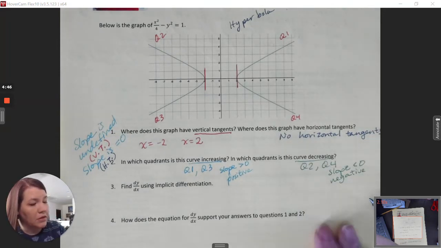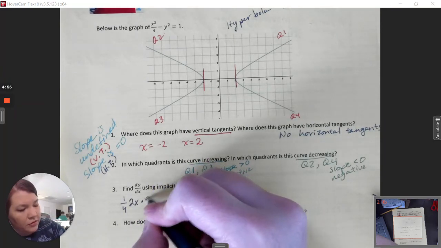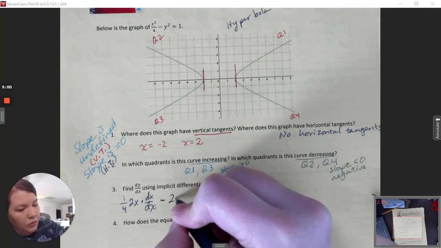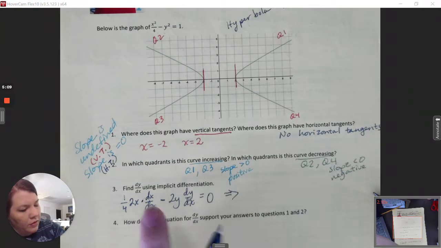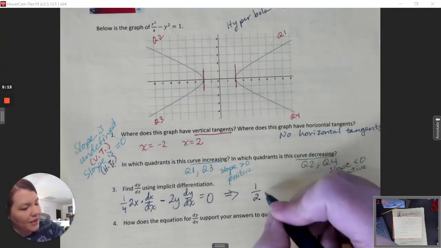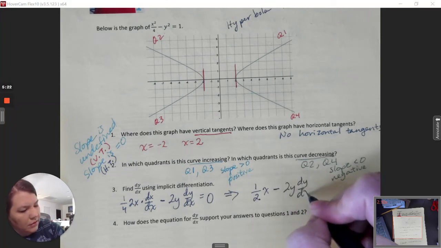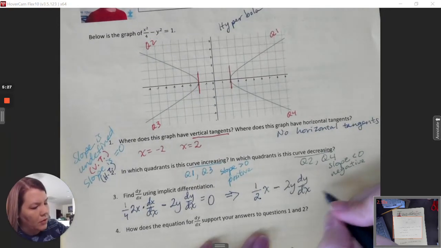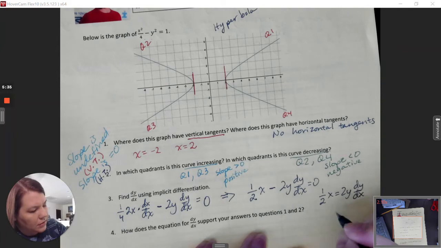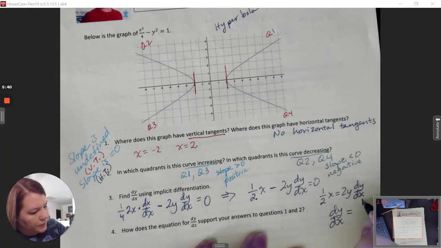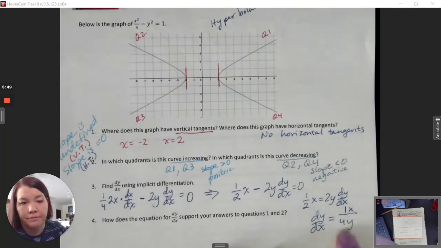Okay. Find dy/dx using implicit differentiation. So we're going to go ahead and take the derivative. We've got 1/4 times 2x times the derivative of x, dx/dx, minus 2y times the derivative of y, dy/dx, equals the derivative of 1, which is 0. And so I have 1/4 of 2, which is 1/2 x, times dx/dx, which is 1, minus 2y dy/dx equals 0. So 1/2 x equals 2y dy/dx, and dy/dx equals x over 4y. When I divide by 2, the 2 times 2 becomes 4. So there's our derivative.